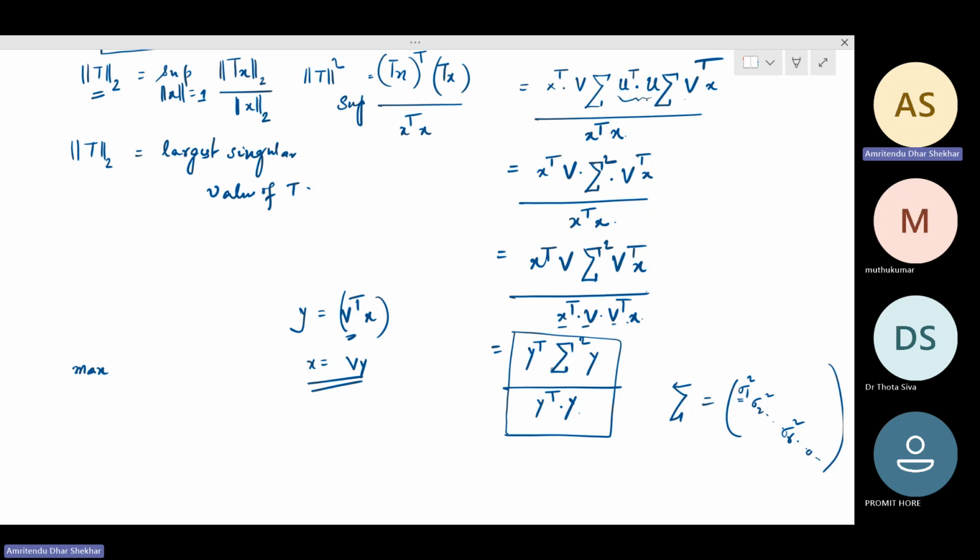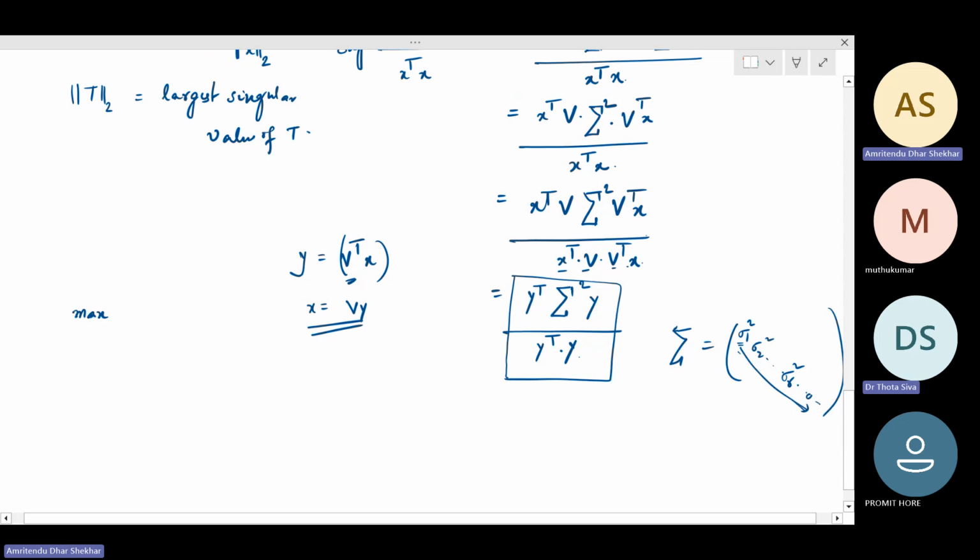So if you can write this to be equal to this, then if I ask you what is the largest value this expression can get, the largest value this expression can get is sigma 1 squared. After simplification we will get that. So the matrix in this form and the sigma form are different. I don't understand. From that form, how can we get the largest sigma?